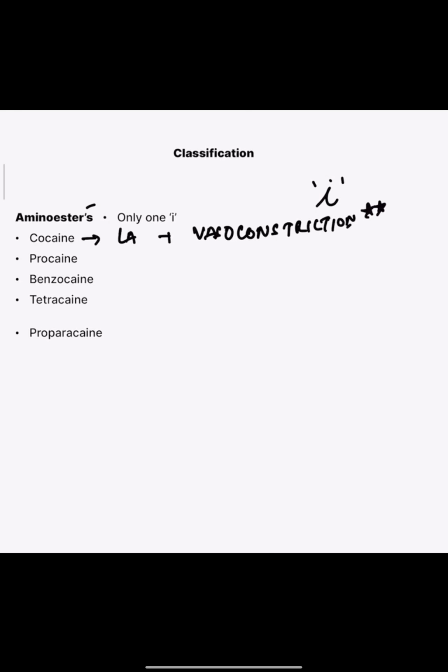Now procaine is there, benzocaine is there, tetracaine is there and proparacaine. Proparacaine is the most commonly used ocular topical local anesthetic. Ocular topical local anesthetic, that is proparacaine.